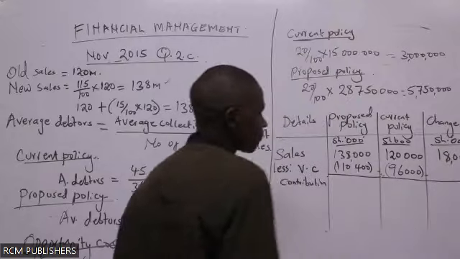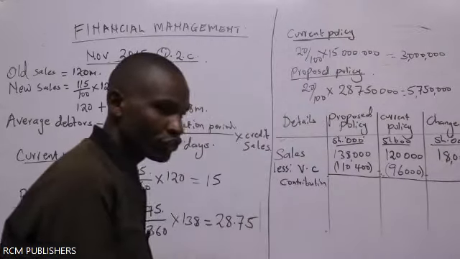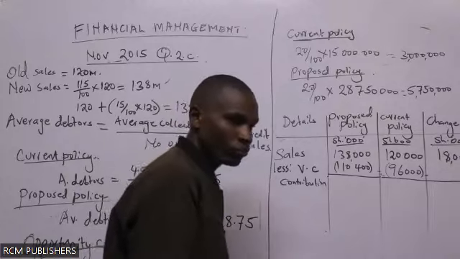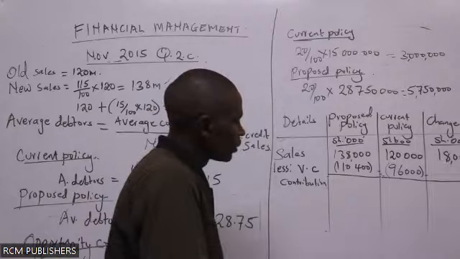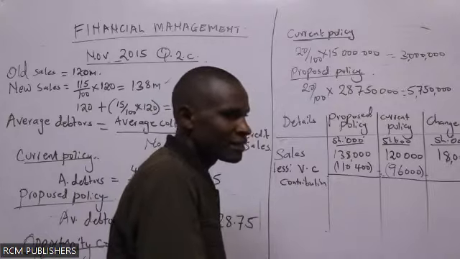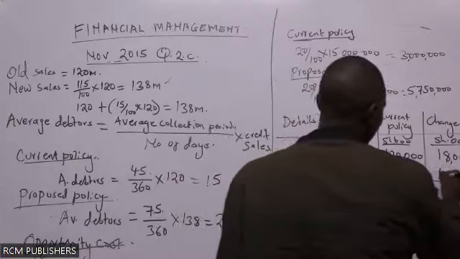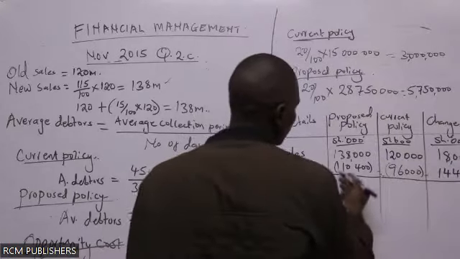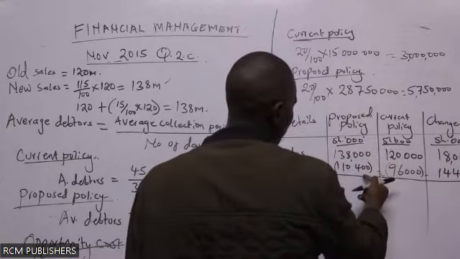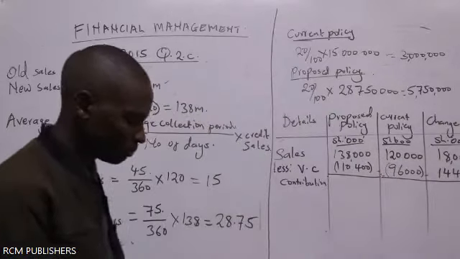Give me the change. The change. 110,400 minus 96,000. Pata ngapi? 14,400. 14,400. Give me the contribution. You less 138 minus 110,400. Contribution. You get contribution.